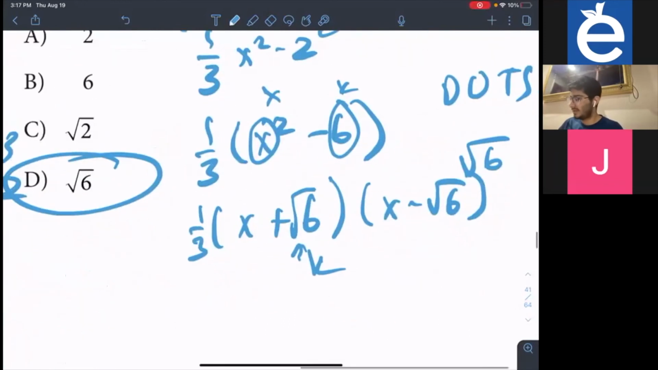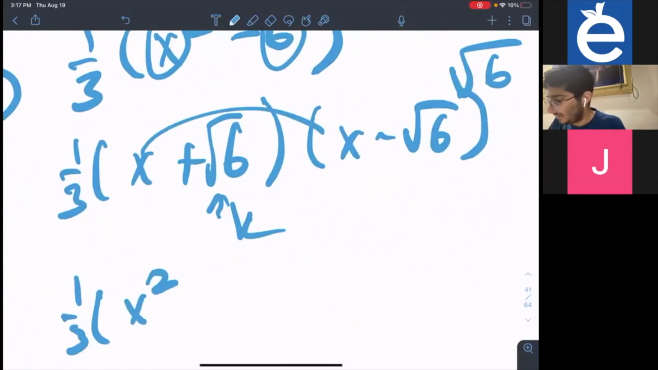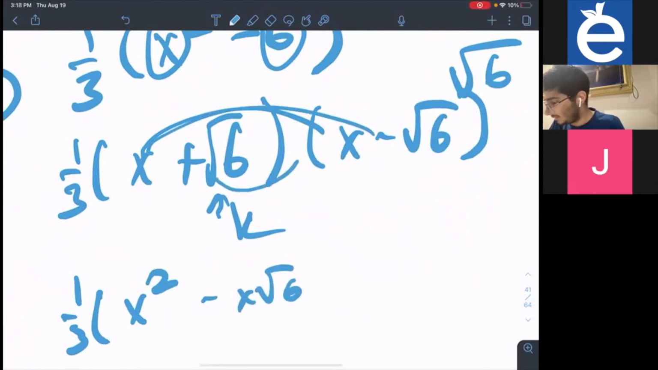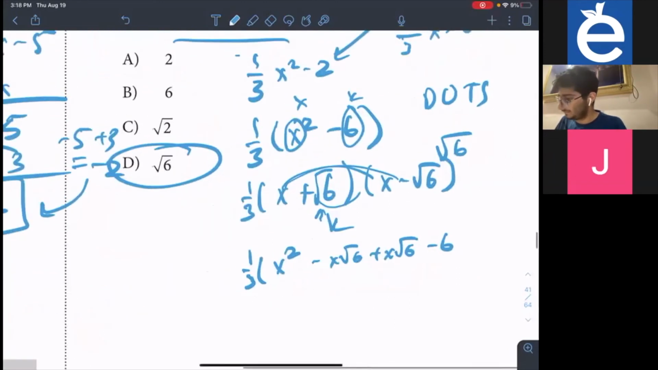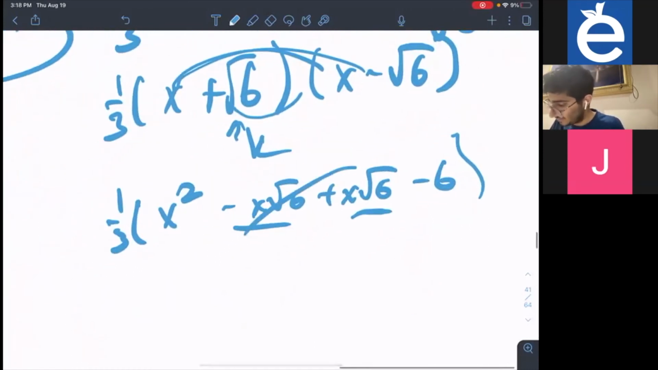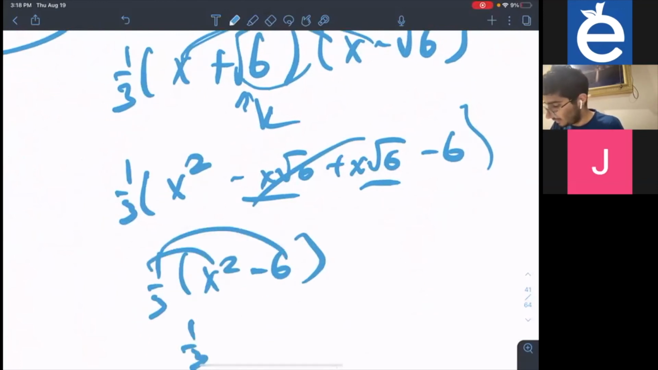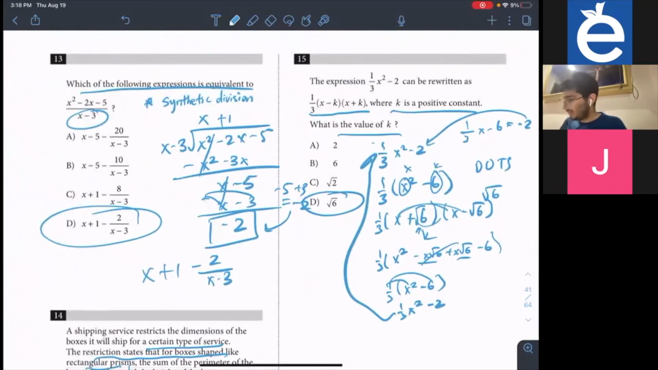D, radical 6. And then if you try to work it out, you get 1/3 x squared, because x times x is x squared, and then x radical 6, and then minus x radical 6, and then radical 6 times radical 6 is just 6, so -6, right? And then these two cancel out, so you get 1/3 x squared minus 6, and then they distribute the 1/3, you get 1/3 x squared minus 2, which is how they got to the original. So that's how you do it.